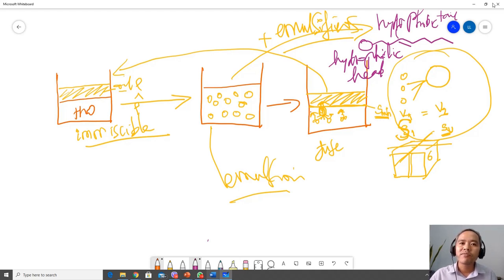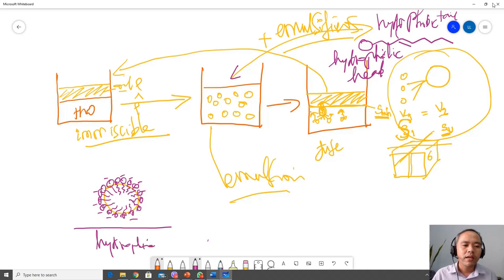When this emulsifier is added into the emulsion, what would happen? This is the droplet. The head of the emulsifier will stay outside, directed toward the water, because the head loves water, but the tail loves fat. So the tail dissolves into the fat like that. This hydrophilic layer now covers the fat droplets and makes them generally hydrophilic. If there was no emulsifier, it's hydrophobic, but now it becomes hydrophilic because it's covered by a layer of hydrophilic heads.